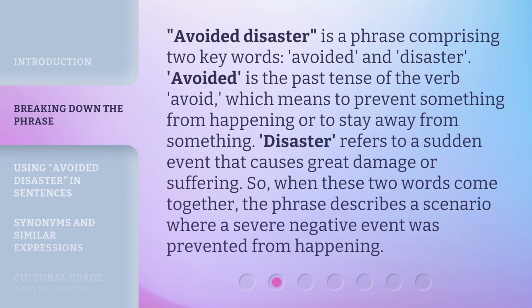Avoided disaster is a phrase comprising two key words, avoided and disaster. Avoided is the past tense of the verb avoid, which means to prevent something from happening or to stay away from something. Disaster refers to a sudden event that causes great damage or suffering. So, when these two words come together, the phrase describes a scenario where a severe negative event was prevented from happening.